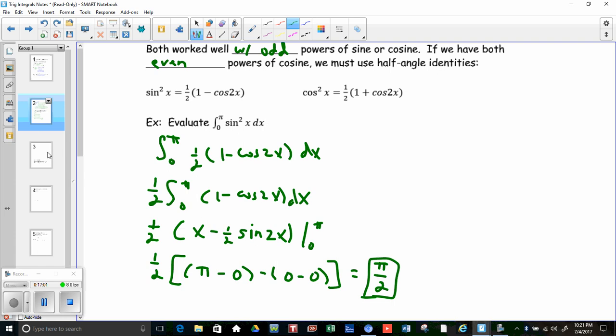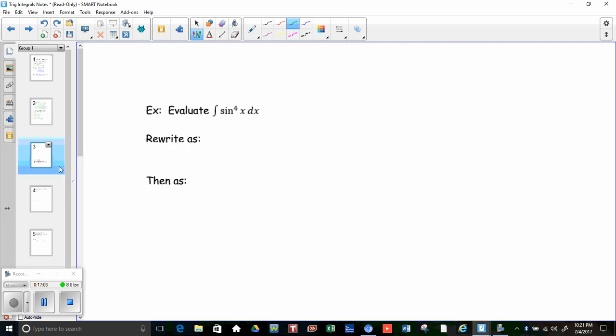Moving on. All right, same general idea. This one's just going to take a little bit longer, it looks like, because this is sine to the 4th. So we're going to have to break this one down. This is what is called power reduction, by the way. This is something, again, we're going to use heavily in Calc 3.